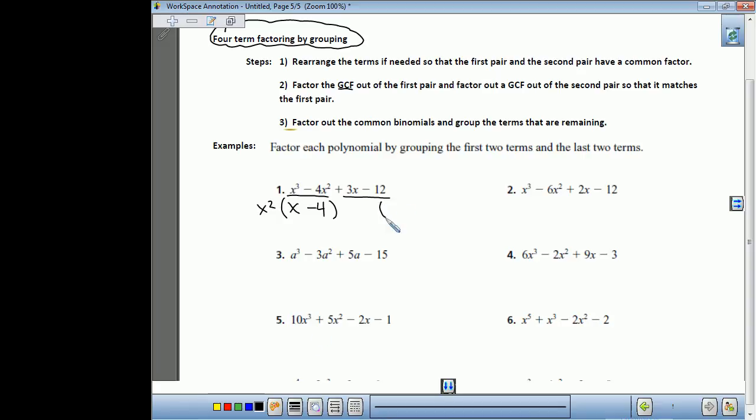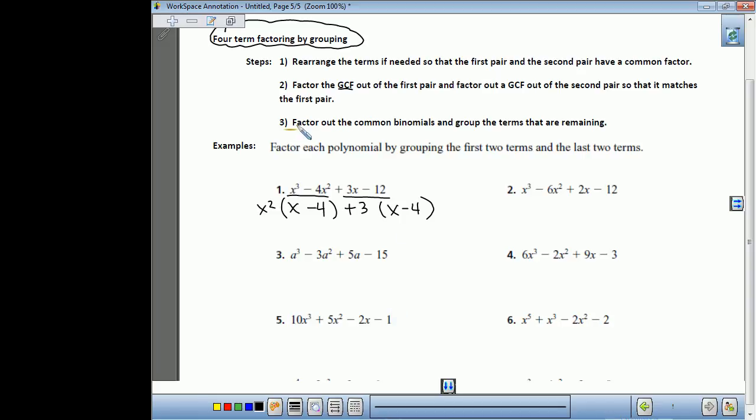Now, we want to take something out of the second pair so that it matches the first one. So if this says x minus 4, when we take something out, we want to be left with x minus 4. Well, what is the GCF of this? 3. And if I divide out the 3, am I left with x minus 4? Yes. That's it? We're so close to being done.